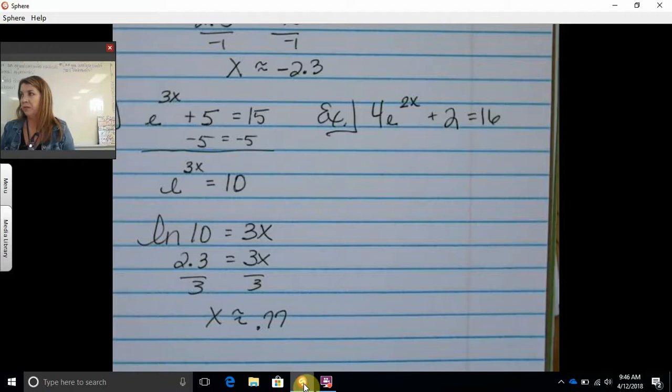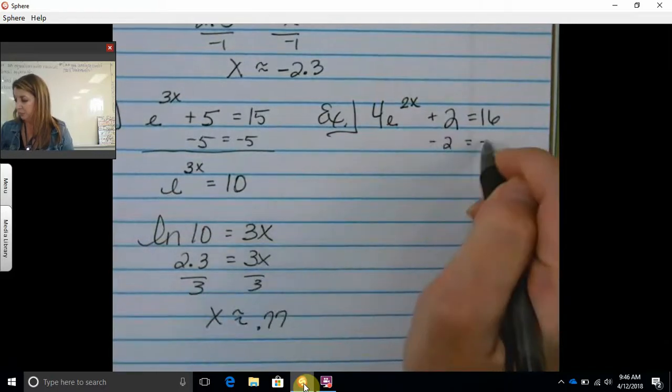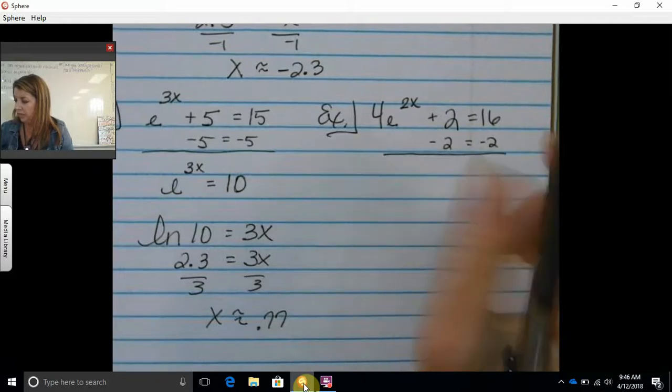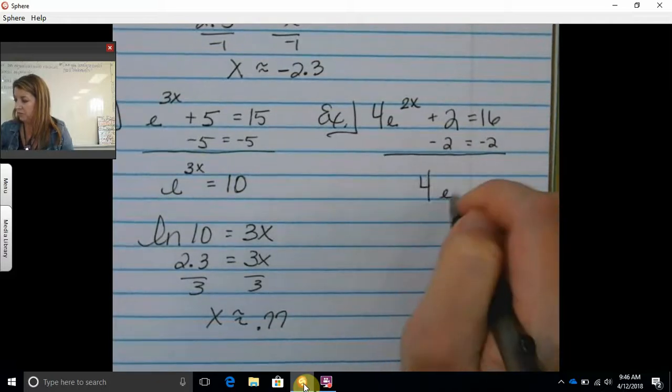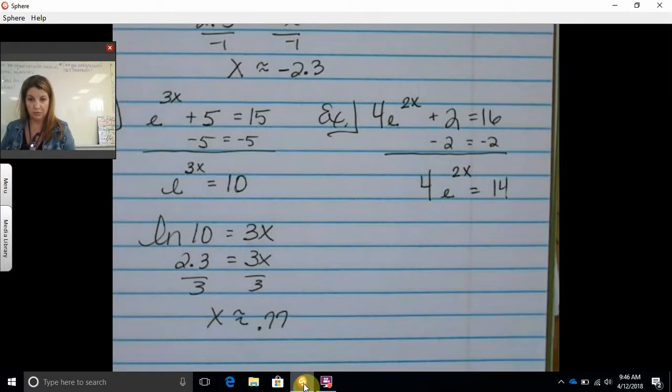Can I convert that to logarithmic form the way it is? No. It's not in exponential form yet. So how should I start to get this in exponential form? Subtract 2 from both sides. So we have 4e raised to the 2x equals 14. So I subtracted 2, not divided by 2. Now is it in exponential form? What do I do? Divide by 4.